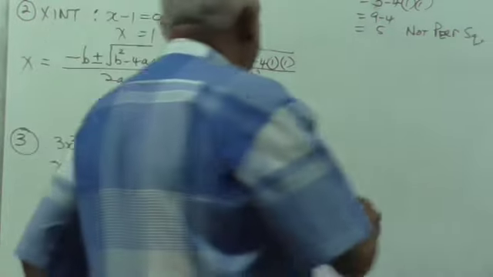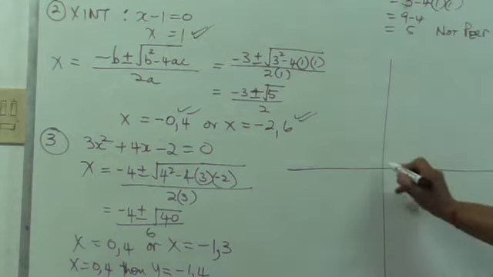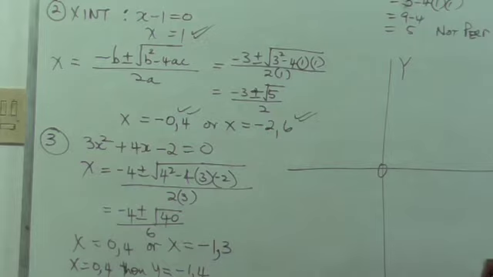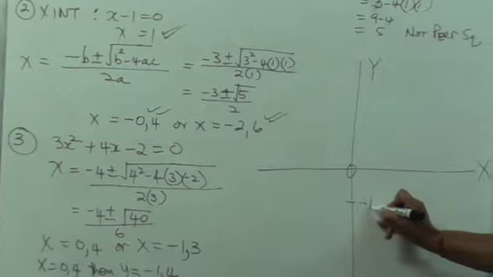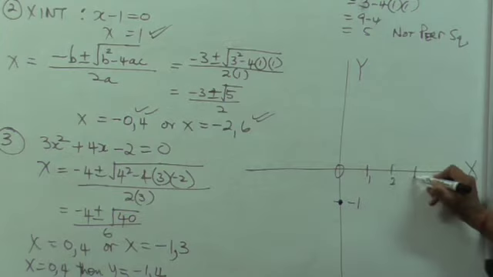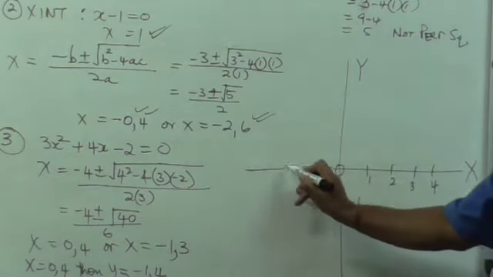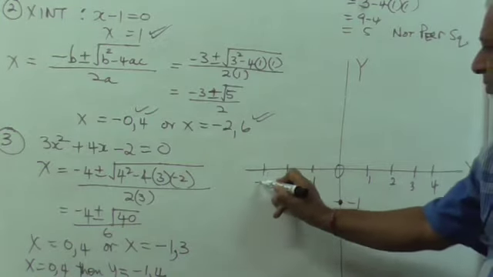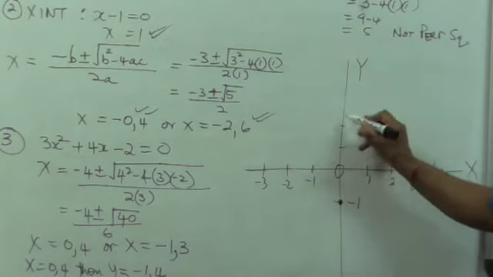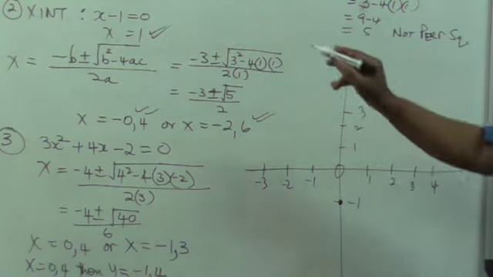So let's draw the graph. And again it's a rough sketch. There's your 0, there's your y, there's your x. Right, let's see. The y-intercept is minus 1. So let's say that's minus 1 there. We put that there. Let's say this is 1, 2, 3, 4. Let's say that's minus 1, minus 2, minus 3. 1, 2, 3.